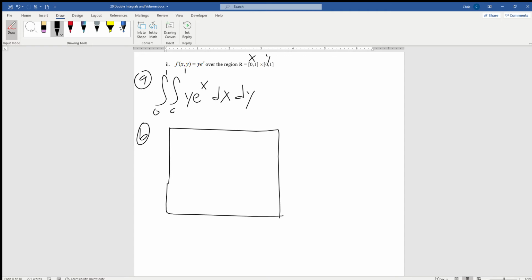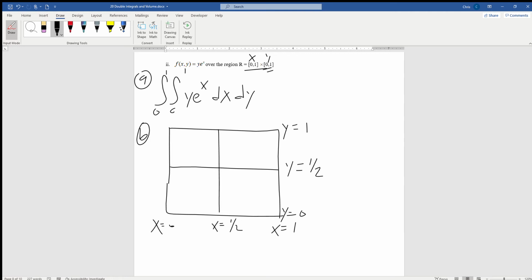Now remember, we use m equals n equals 2, so we're going to break it up into two rectangles going across and two rectangles going up. Remember, x goes from 0 to 1, so x is 0, x is 1, and in the middle, x equals a half. For y, y equals 0 and y equals 1 is the span, and in the middle, y equals a half as well. We now need to find the midpoints of all four rectangles, and it shouldn't be too difficult.